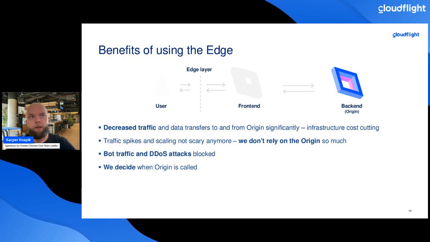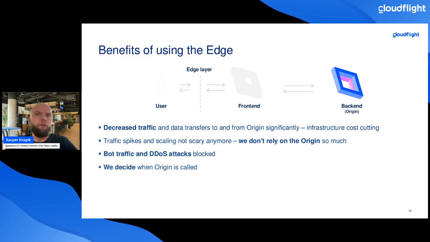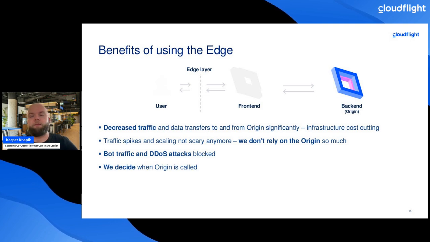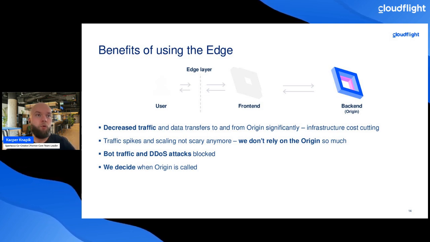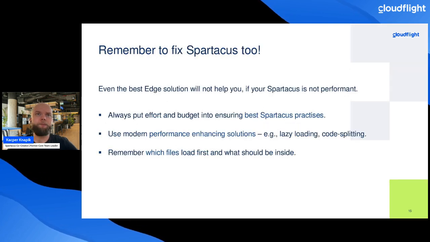If we have a resource that is changing a lot, this means that we can talk to the origin more often than for a JavaScript file that can be cached for 1 year. So that's an extremely nice opportunity that we can decide when to talk to the origin.